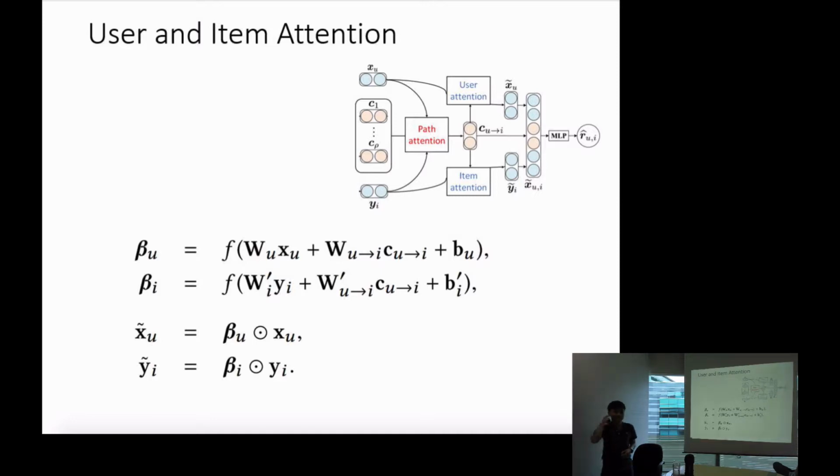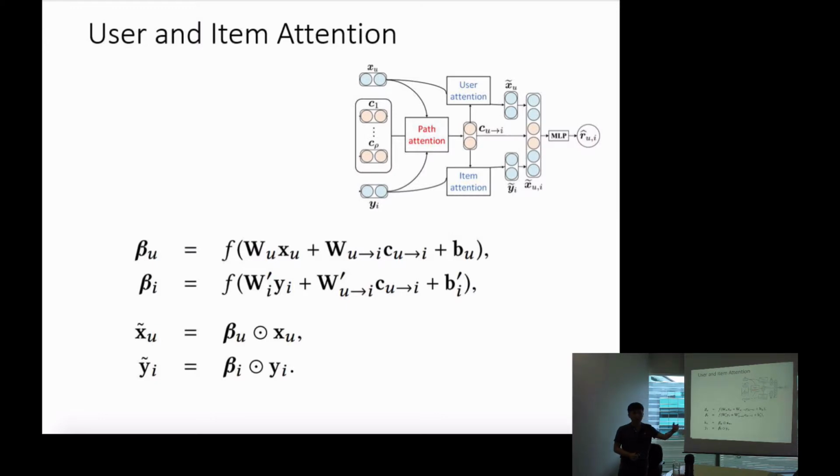Any question? Okay, what are the embeddings of the path supposed to capture? What is the embedding of the path supposed to capture? Yeah. So for example, I can give one example.